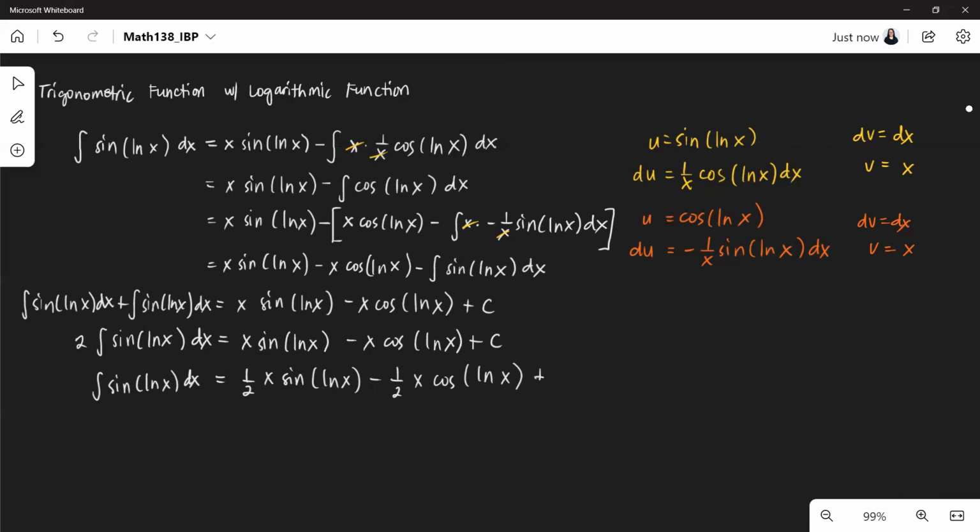Plus c. So that is the method if we have only one main function, a trigo function, with a logarithmic function.